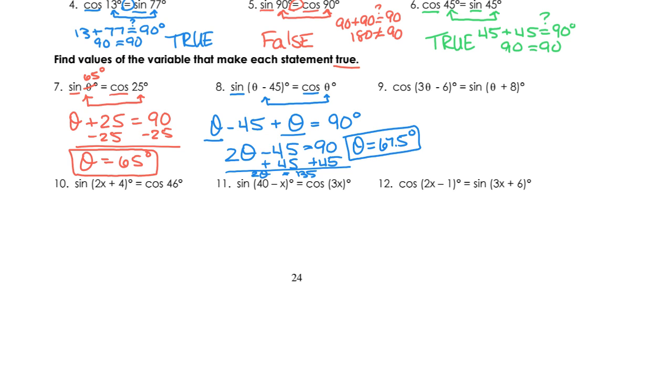Okay? And if we wanted to double check it, we can just come up here and replace theta with 67.5. If we replace this theta with 67.5 and we subtract 45 from it, we end up with, what is that, 22.5? And so if we take the sine of 22.5 and we hit enter in our calculator, cosine of 67.5, hit enter, you should end up with the same exact decimal. And so we found the right value of theta that makes the statement true. Again, cosine and sine are going to be equal as long as their angles add up to 90 degrees.